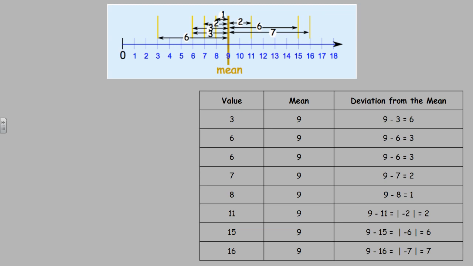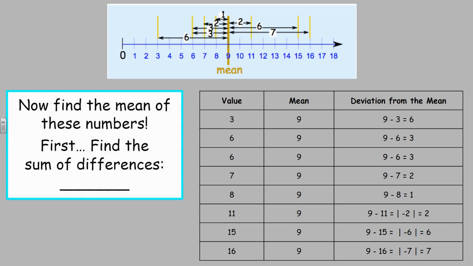And then all of my data deviations are shown to you graphically here. For example, the number 16 is 7 units away from the mean. You can see it on the number line. You do not have to draw this number line each time. We just wanted to show you a visual representation of what we're really doing here.